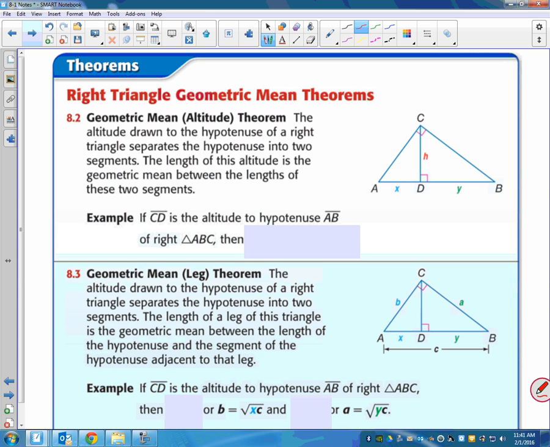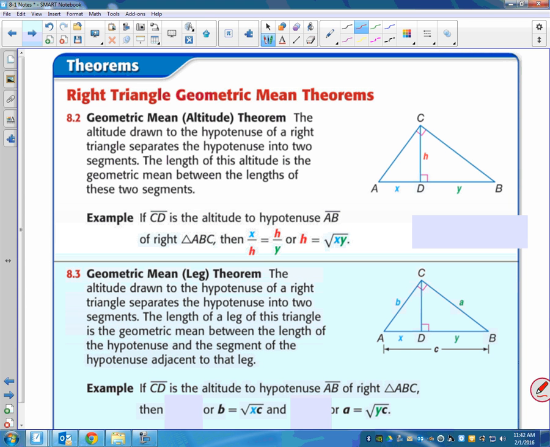But it says if the altitude drawn to the hypotenuse of a right triangle separates the hypotenuse into two segments, then the length of this altitude is the geometric mean between the lengths of these two segments. So notice, same picture as before, right? Here's my altitude, but now it's saying that this is the geometric mean between these two segments. So if you wanted to find the height of the triangle and you know what x and y are, you can always just set up a proportion because they're similar triangles. We could say x over h is equal to h over y, and again, it's just matching up proportional parts.